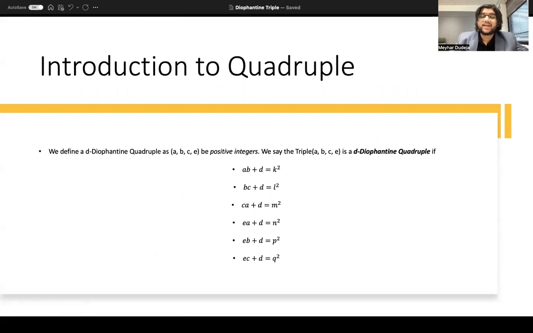So we tried to extend this property of triples of Diophantines to D-Diophantine quadruples. The definition is that we basically extend the triple to A, B, C, E, the fourth term, and the permutations multiply, because previously we had 3 permutations, now we have 6 permutations. These are AB, BC, CA, EA, EB, and EC. Now, all of those have to be a perfect square after you add D, of course. D in this case also is 1.